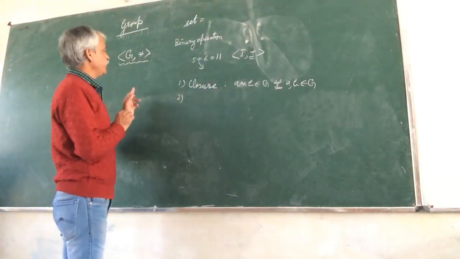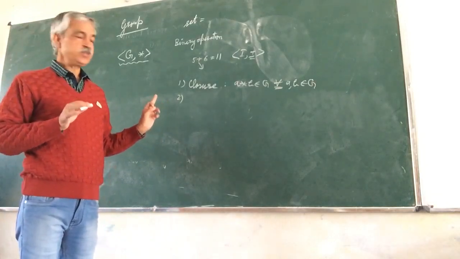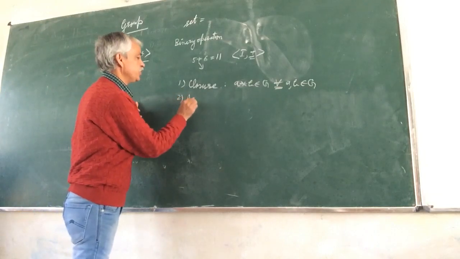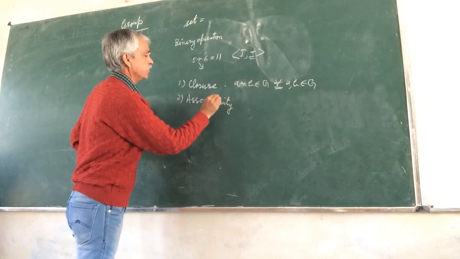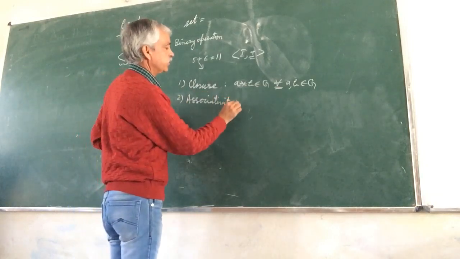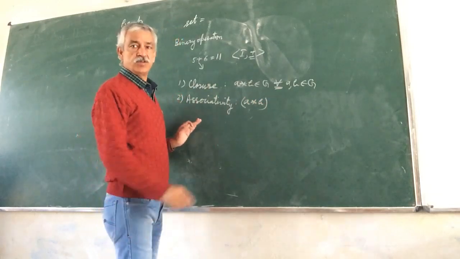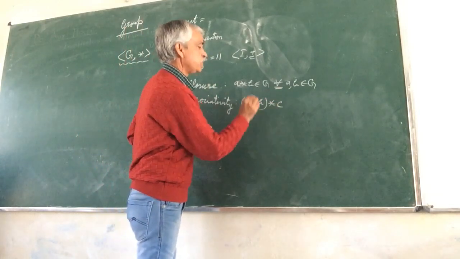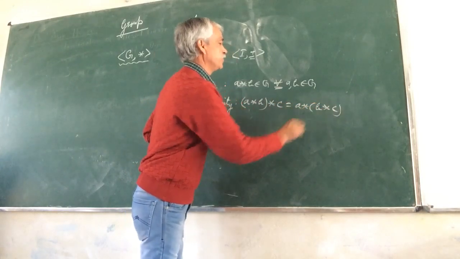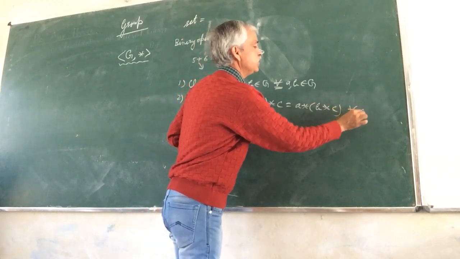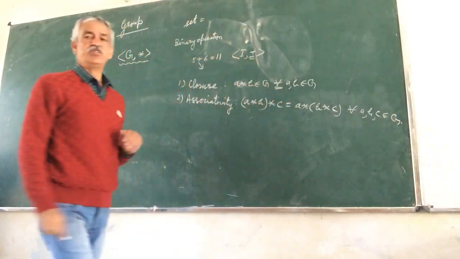So the second property, and these properties are called postulates or axioms, is called associativity. Associativity says that (A star B) star C is always equal to A star (B star C), where A, B, C are any elements of the underlying set G.